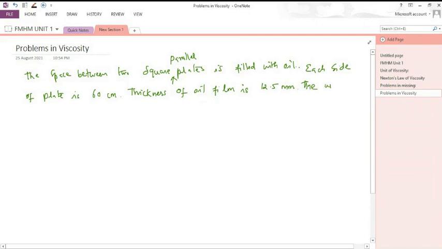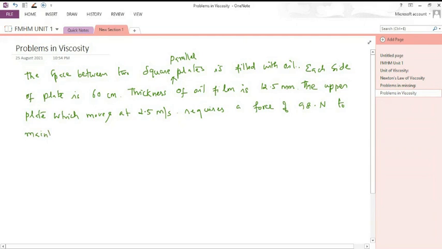The upper plate, which moves at 2.5 meter per second, requires a force of 98.1 Newton to maintain this speed. By using this data, we need to measure the following.